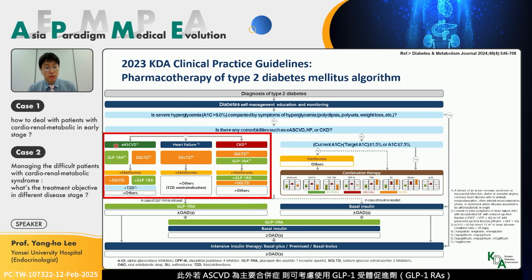And when ASCVD is dominant, we can consider GLP-1 in the left green boxes, or depending on the patient's situation, we can use GLP-1 or SGLT2 inhibitors in CKD as well. So these are our clinical guidelines.